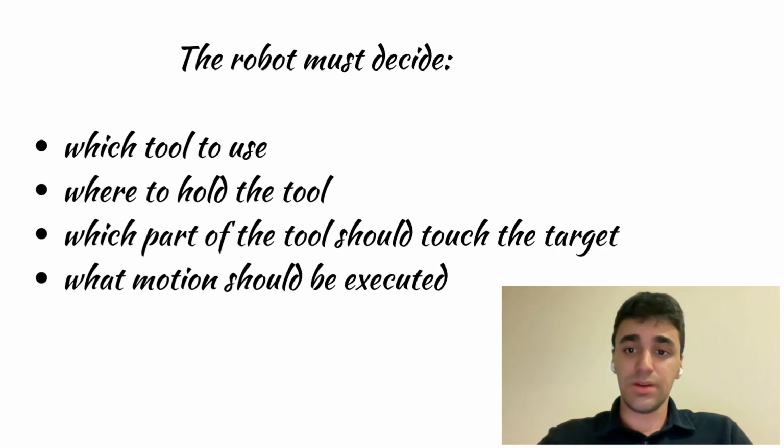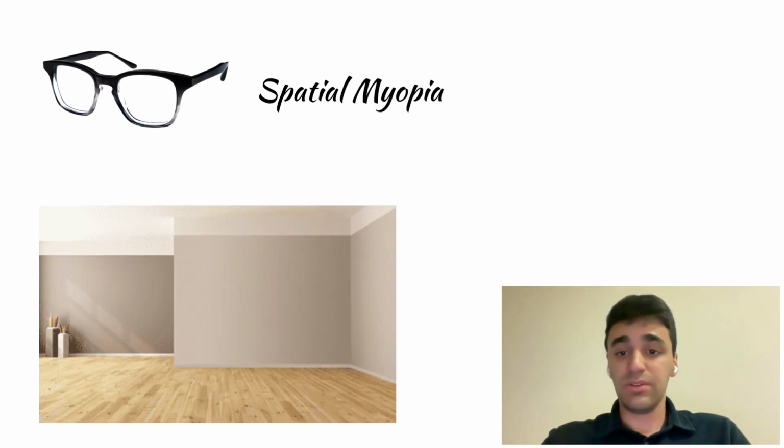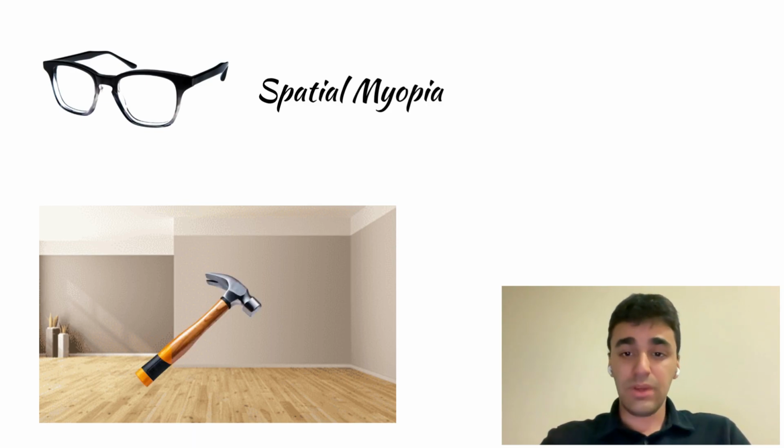Visual language models are useful for this because they can understand scenes, objects, and affordances from images and language. However, they are not always reliable for precise spatial grounding. In our experiments, we observed two main issues. First, even when the VLM selects the correct tool, it often predicts key points near the object center instead of the functional extremity. We call this spatial myopia.